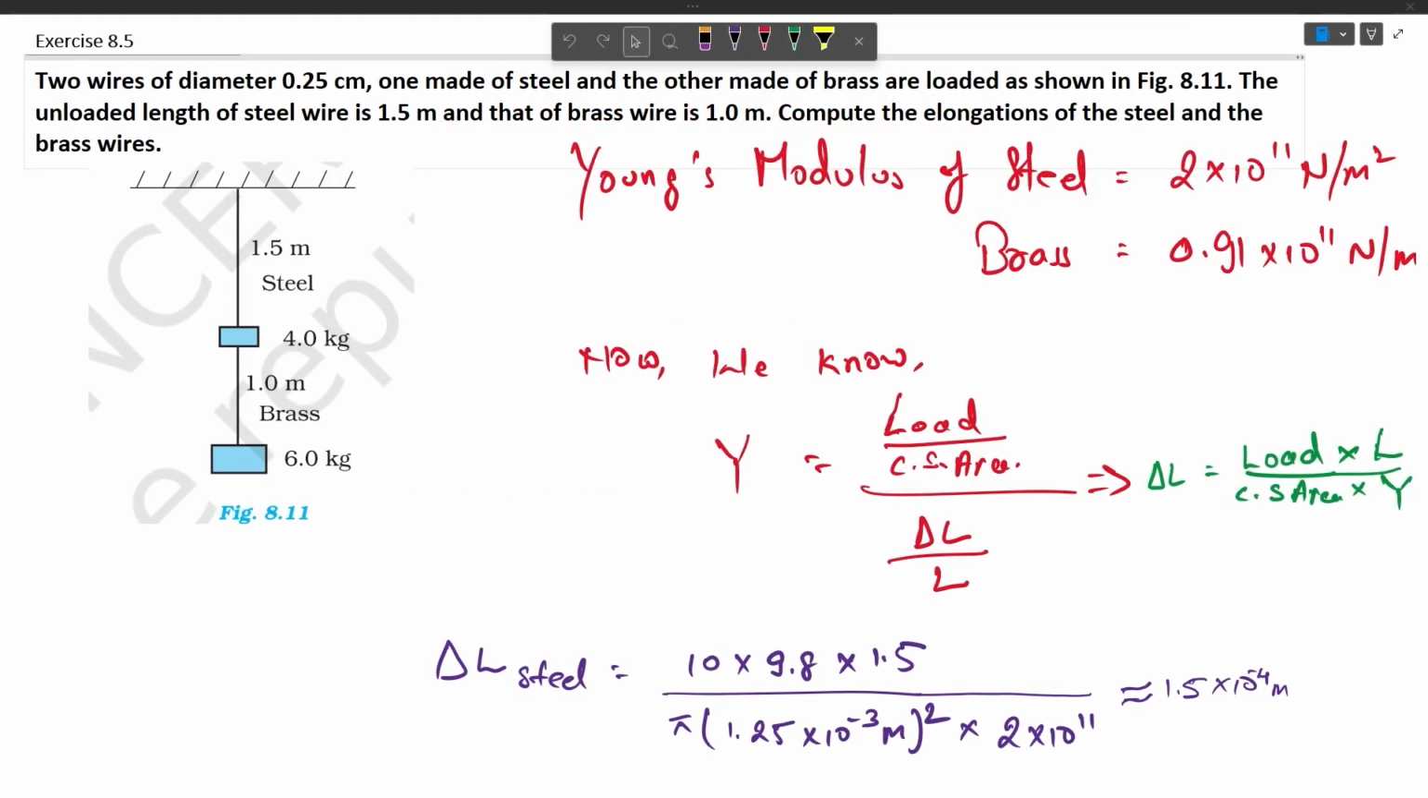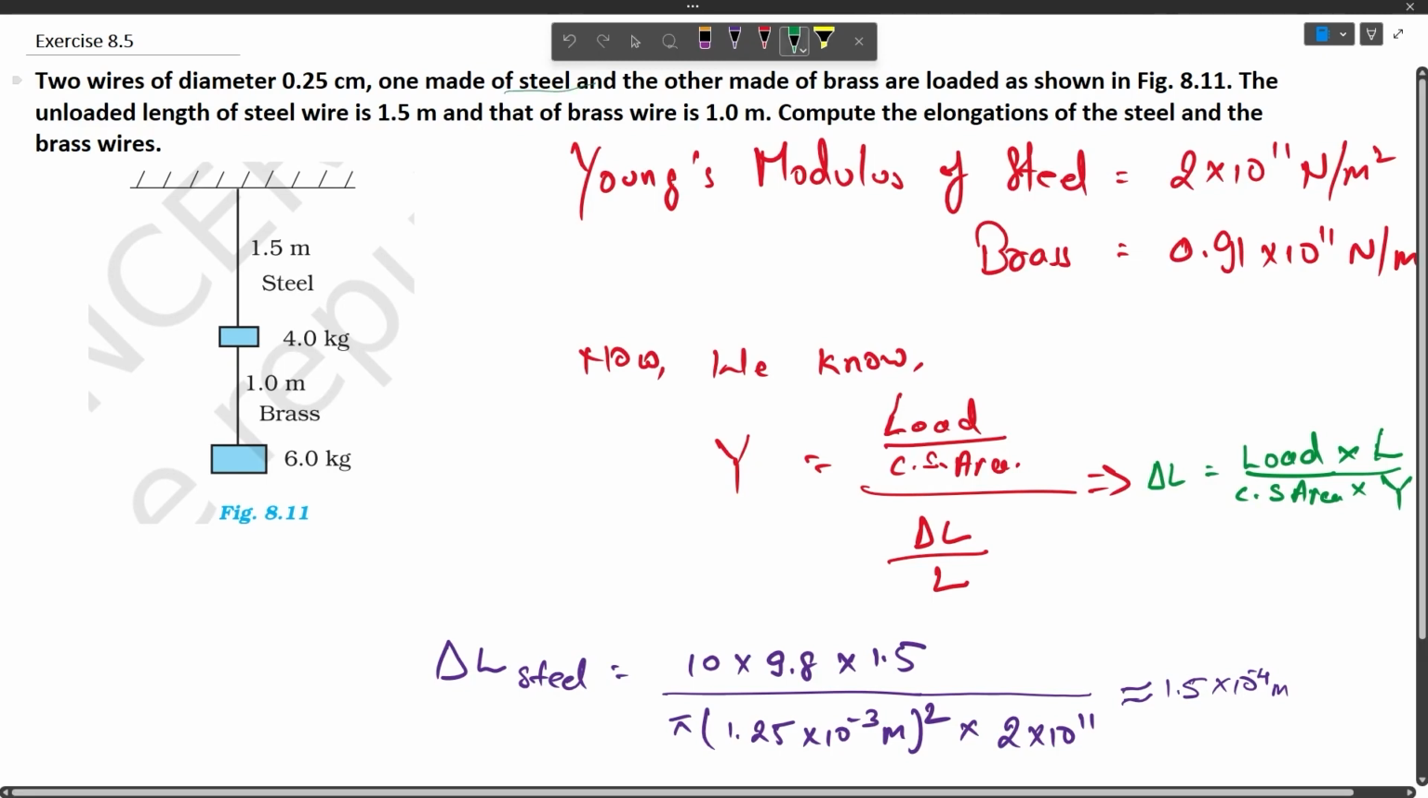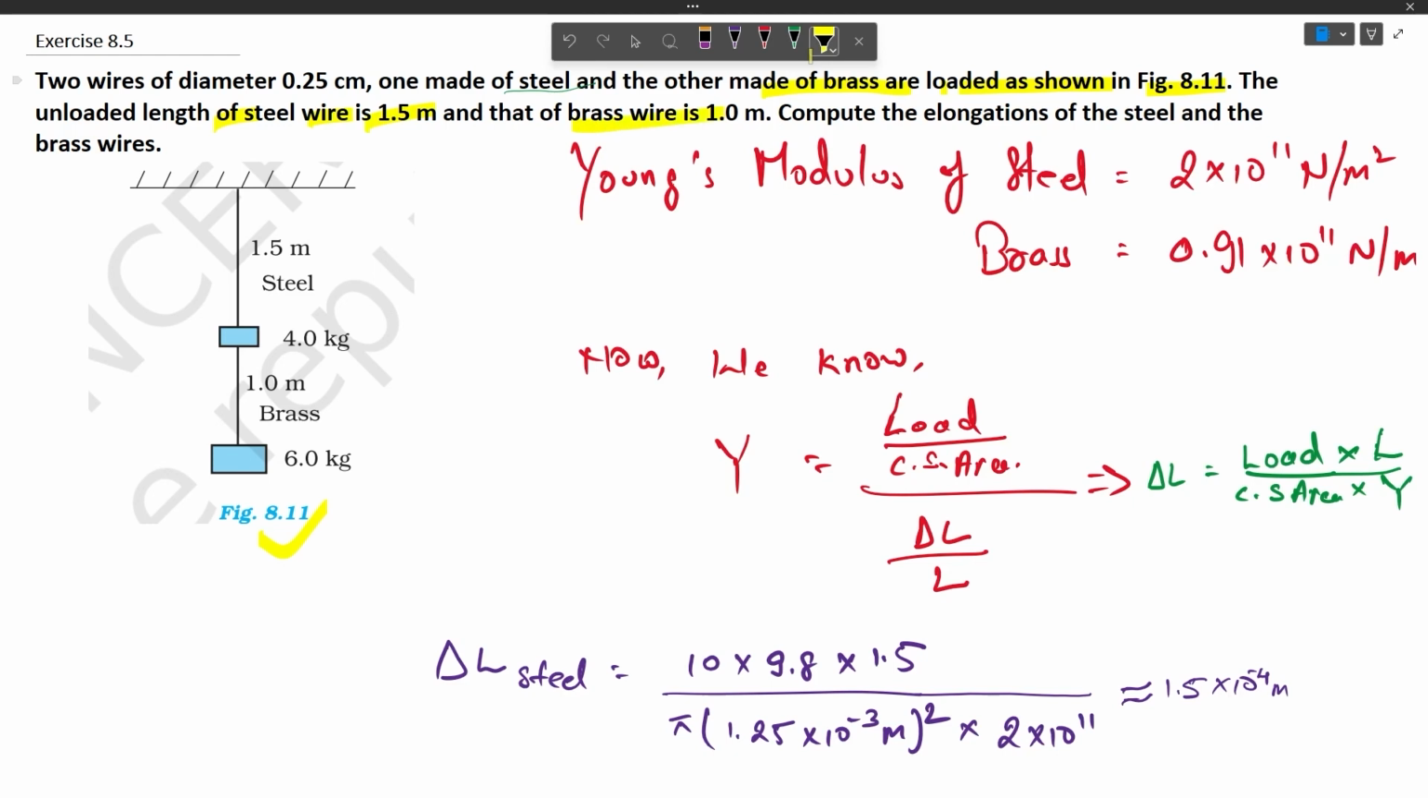The question says that two wires of diameter 0.25 centimeter, one made of steel and the other made of brass, are loaded as shown in figure 8.11, this figure. The unloaded length of the steel wire is 1.5 meter and that of the brass wire is 1 meter. Compute the elongation of the steel and the brass wires. So given this loading condition, we have to calculate the elongations of the steel and brass wires.